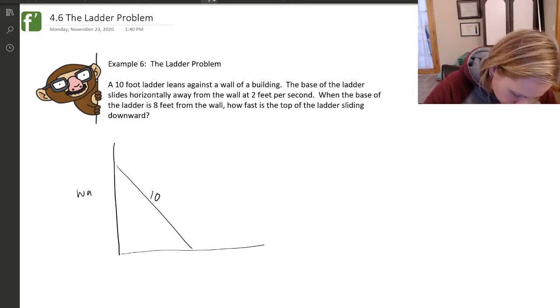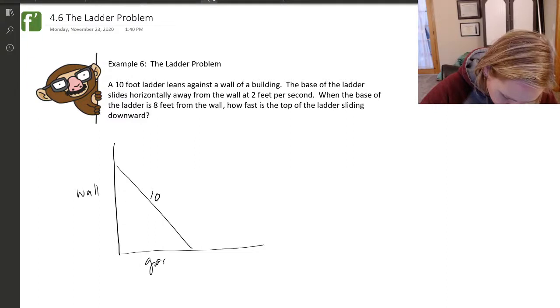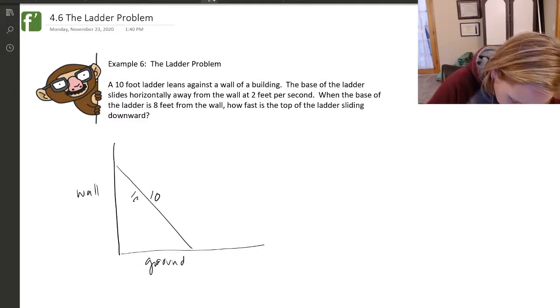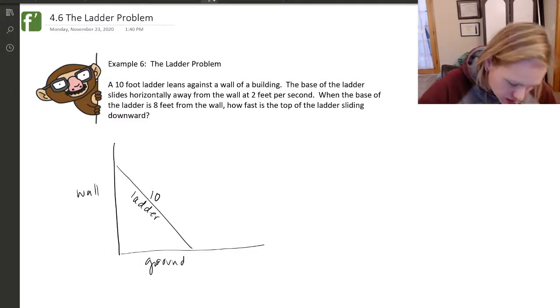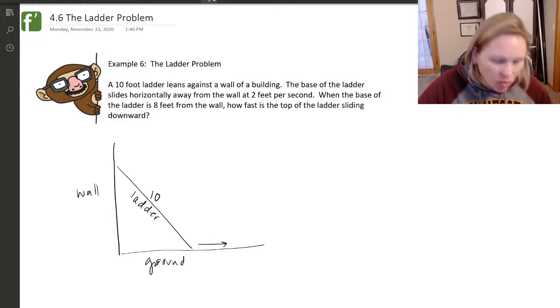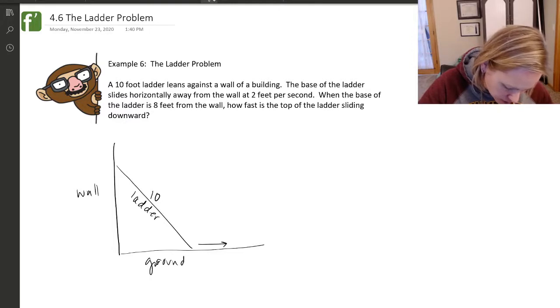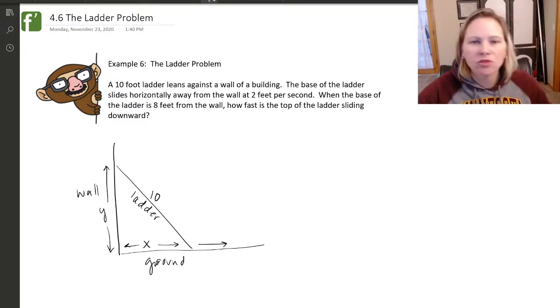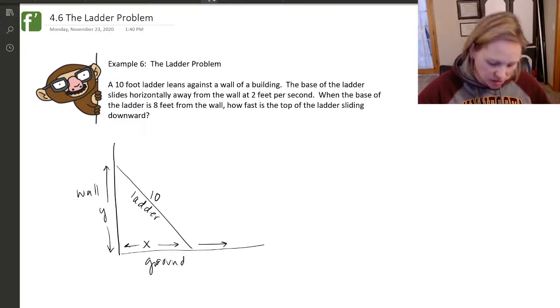So this is my wall, this is my ground, and this is my ladder. So now the base of the ladder slides horizontally away. So this base is going to be going that direction. I like to draw arrows, and it is going to move away from the wall at a rate of 2 feet per second. So I need to label this distance, and since it's a horizontal distance, I'm just going to label it x, which means I'm going to label this distance here y. So from the ground to wherever the top of the ladder is going to be, the distance y.